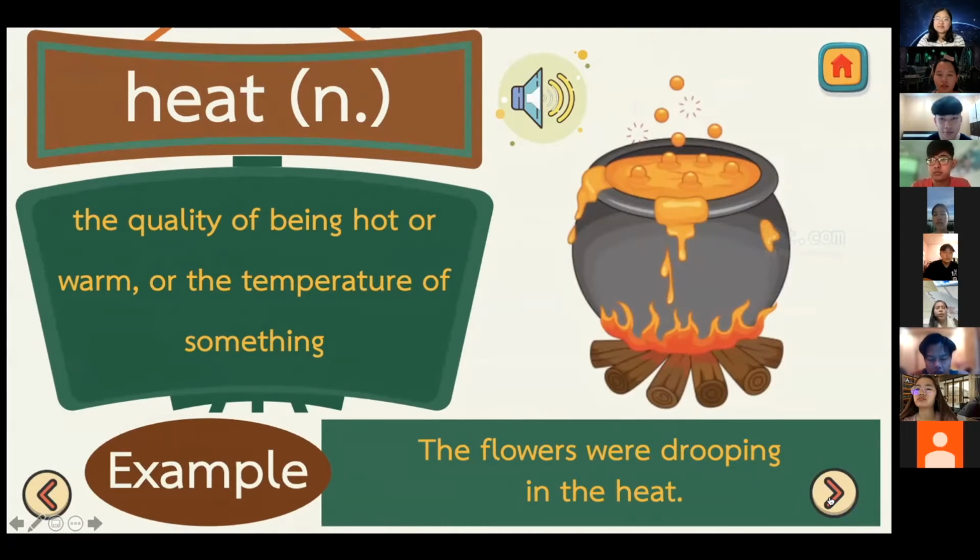Okay, the first time. Heat. And the second time. Heat.